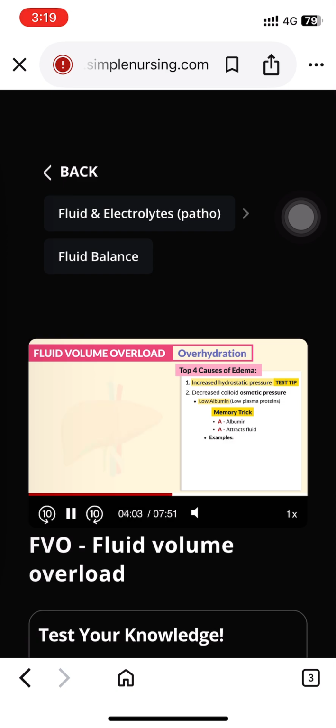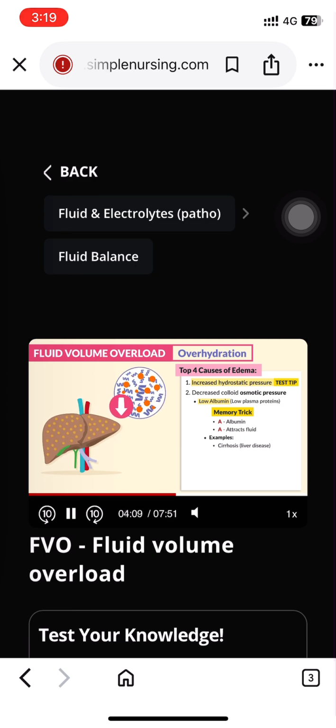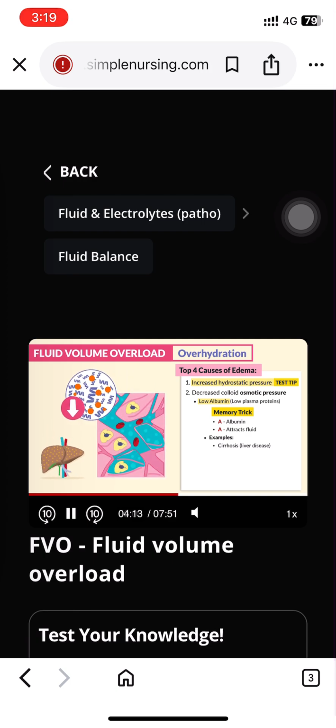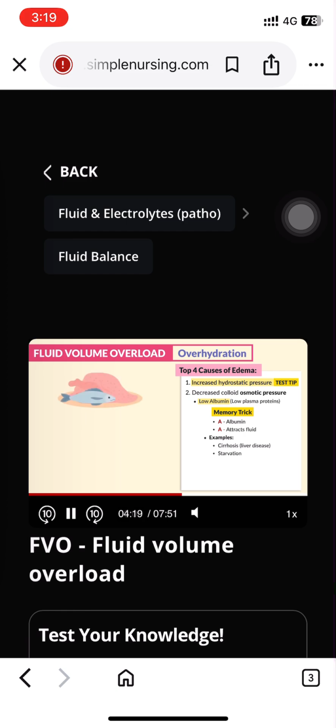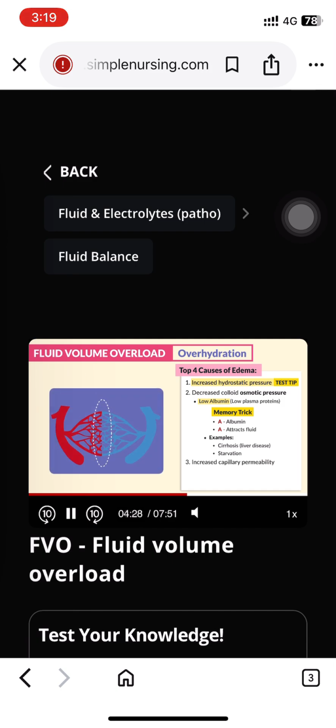So examples of this would be cirrhosis with liver disease clients. Since the liver makes albumin, liver disease results in decreased albumin, allowing fluid to leak out of those vessels and into the third spaces. Another cause for low albumin is starvation, since there's no building blocks of protein being consumed to produce albumin. Now, moving on to the third one here, increased capillary permeability.